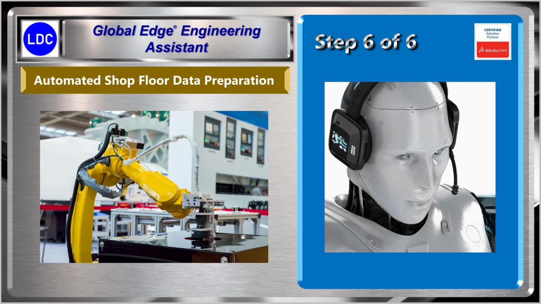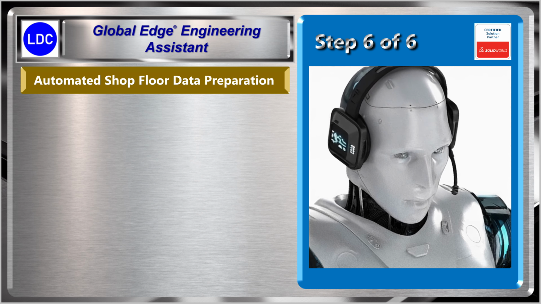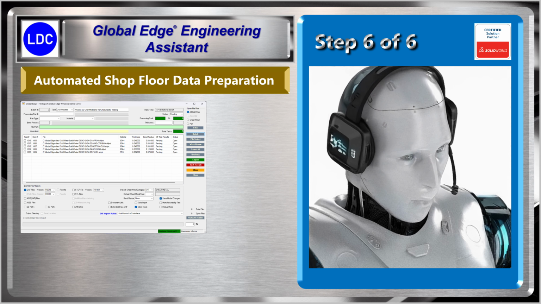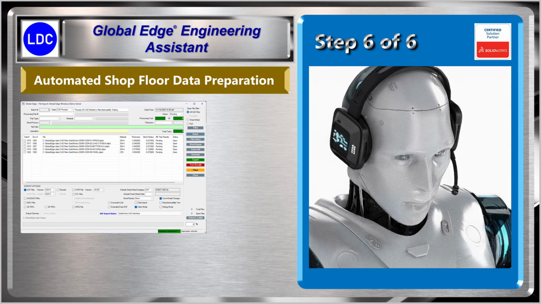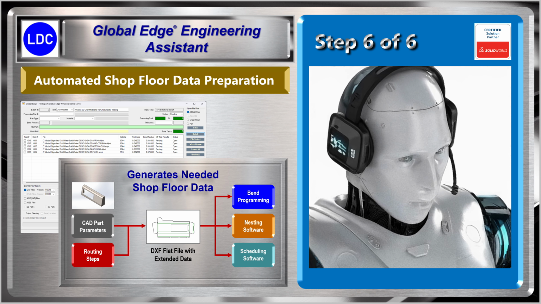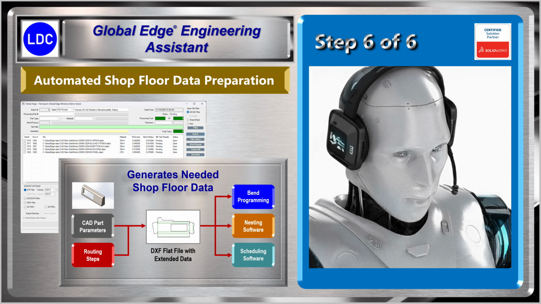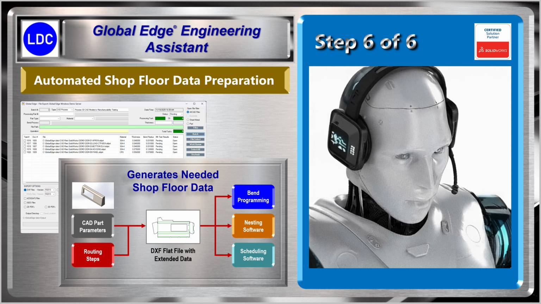Global Edge Engineering Assistant includes a production work queue that automates the preparation of shop floor data with the generation of DXF flat files with extended data to facilitate automated CAM program generation for bending and nesting. This includes the automated generation of a complete manufacturing bill of materials, and optimal routing steps to facilitate scheduling, which minimizes setup time and reduces production downtime.